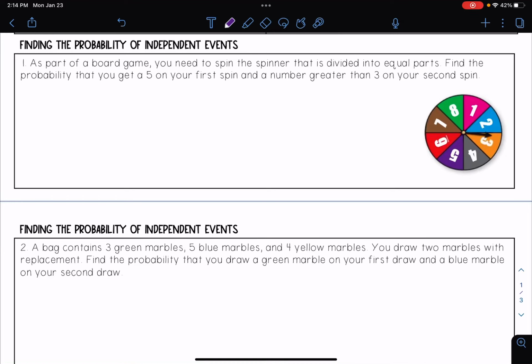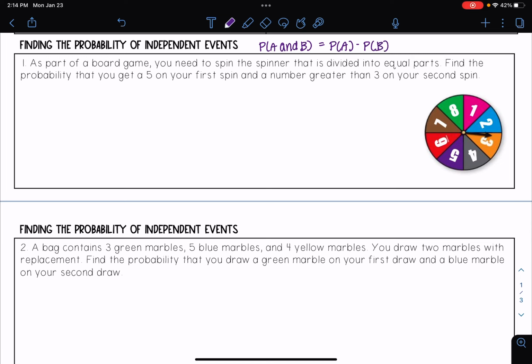In this video, we're going to be looking at finding the probability of independent events. And so remember, if they're independent, that means that the probability of A and B is equal to the probability of A times the probability of B.